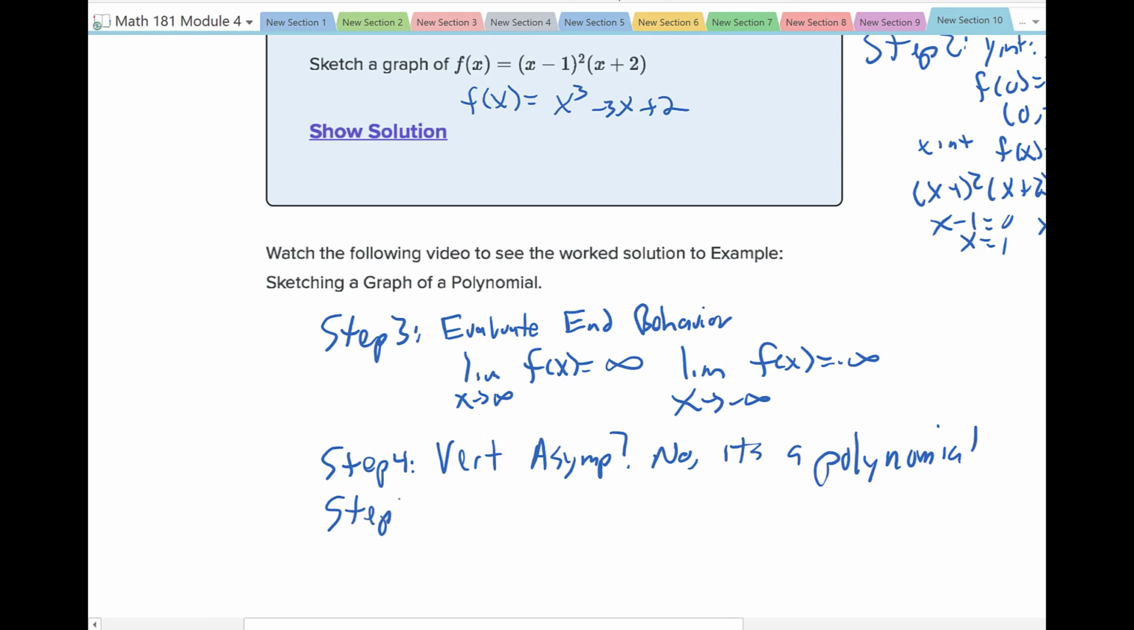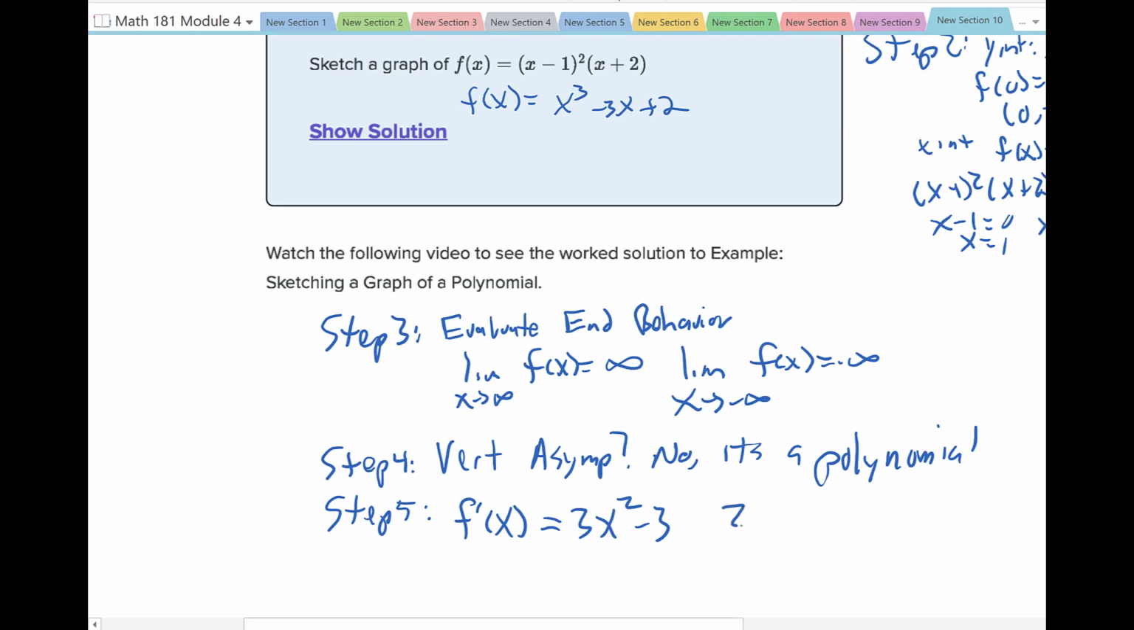Step 5, now we start getting into our calculus skills. So all this up to this point you could do from your pre-calculus skills. We're going to take the derivative, so the f prime of x. Our f of x is x cubed minus 3x plus 2, so the first derivative is 3x squared minus 3.